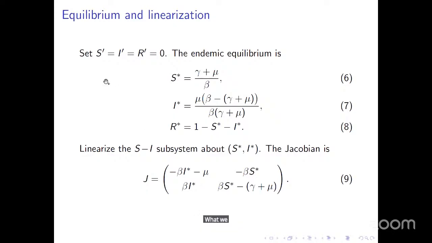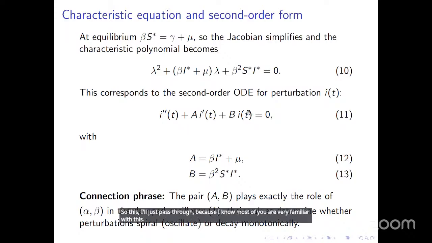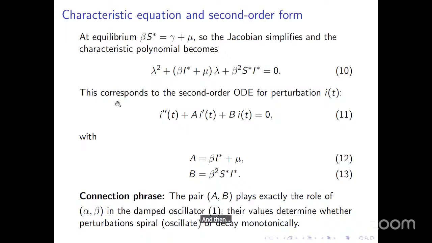All right, so what we see here is that, let's say this is the case where we set the SIR derivatives equal to 0, then we try to solve for the endemic equilibrium points. Then we linearize the S and the I subsystems about the equilibrium point. Then we have this Jacobian matrix. I'll just pass through this because I know most of you are very familiar with it. And then we see that the values of A and B will be given by equations 12 and 13.